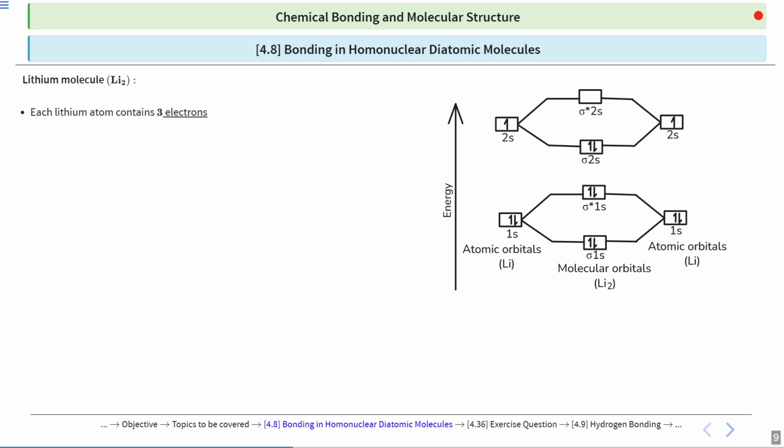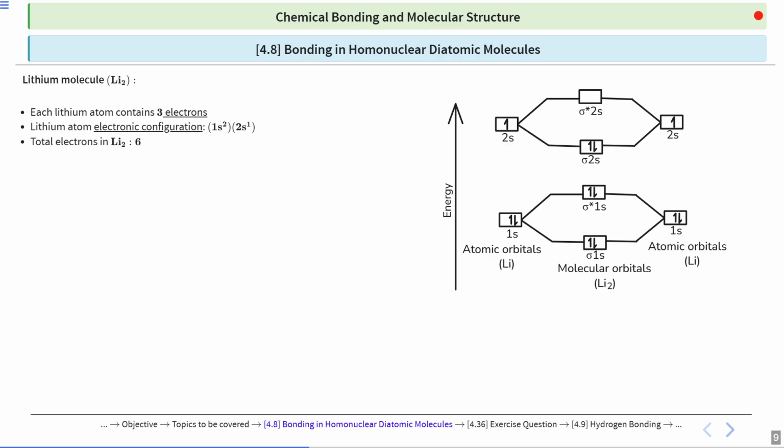Now, we know that the lithium atom has 3 electrons in total, where the electronic configuration can be written as 1s2, 2s1. So 2 electrons in the 1s and 1 electron in the 2s. Now, a total of 6 electrons are to be filled. The question arises, are we good enough to take only 1s and 1s? No, because lithium has a 2s also.